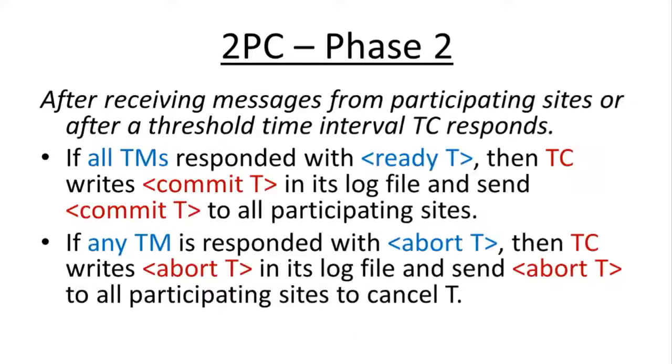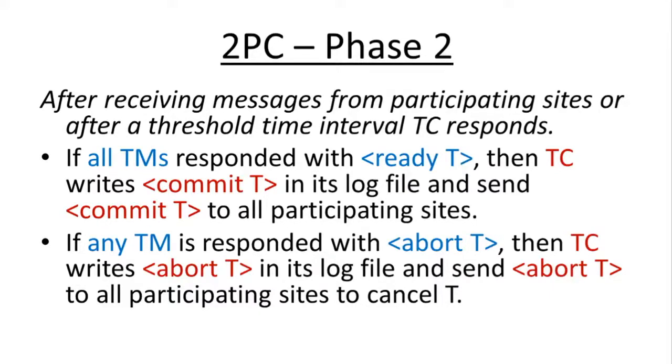And what happens in phase 2? After receiving the messages from participating sites, assume that there are 4 sites participating in this particular transaction. If I receive messages from all the sites, or for some reasons we may not get information from some sites, so we need to have a threshold time interval, so that based on that the TC can respond instead of waiting for a longer period. It would cause unnecessary waiting.